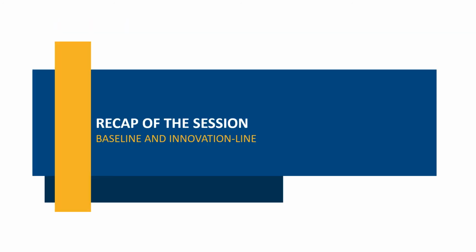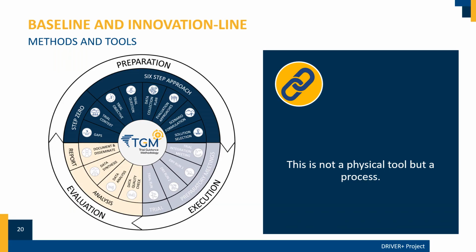Now we come to a quick recap of the session. We learned how to create a visualization of your gap and solution process by using the baseline and innovation line method. By comparing them, we can identify important metrics we need to measure in the trial. We also heard why we should use the method and which elements of a modeling method are most important. The method is not a physical tool, so there is no further link for this session.